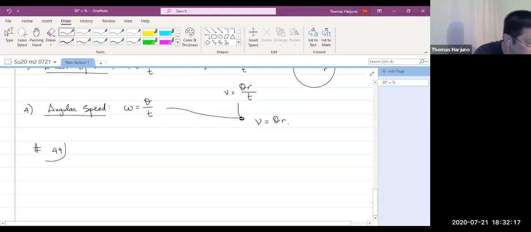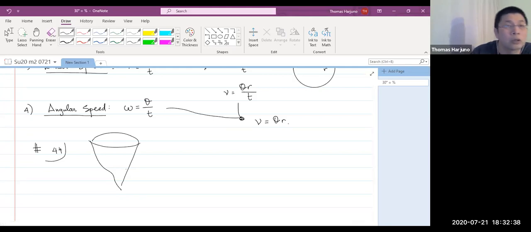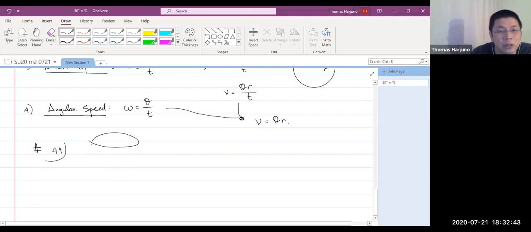A simple model of the core of a tornado is a right circular cylinder that rotates about its axis. So let's say this is our tornado. It's a right circular cylinder that rotates around its core. So let's say this is the core.